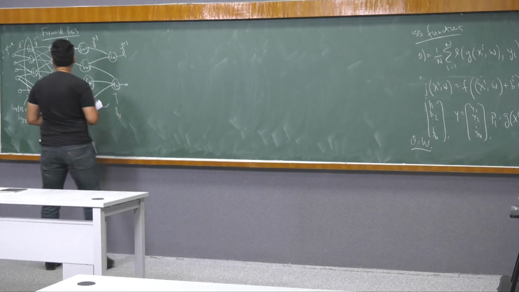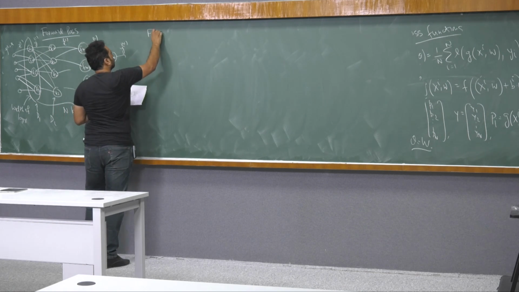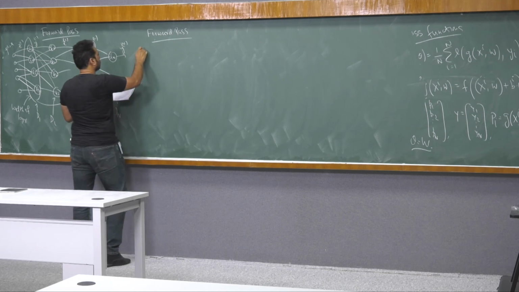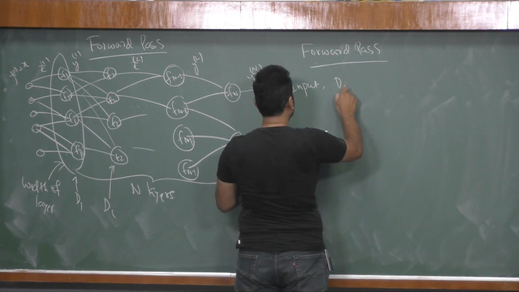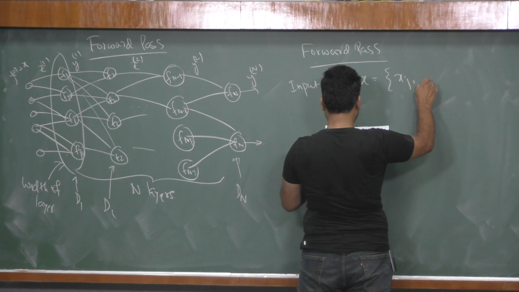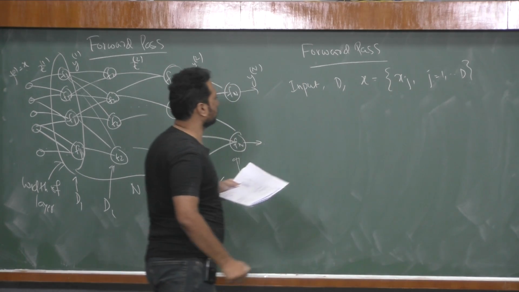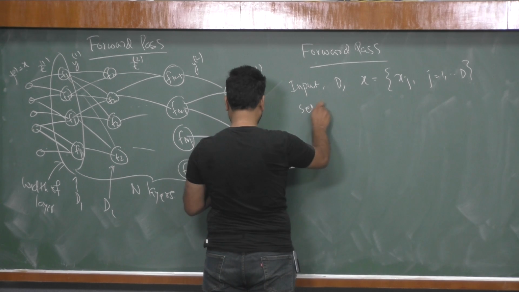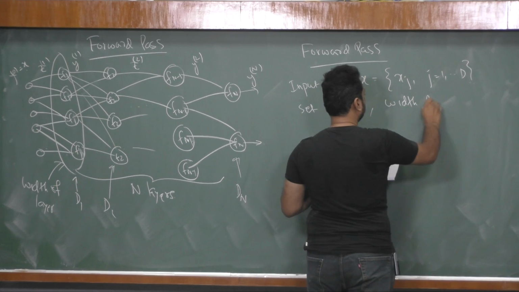So if we look into this, then we can write the forward pass. The input is a d-dimensional vector x that is going to be operated on, with components j equals 1 to d, and we set d0 equals d. This is the width of the 0th layer.